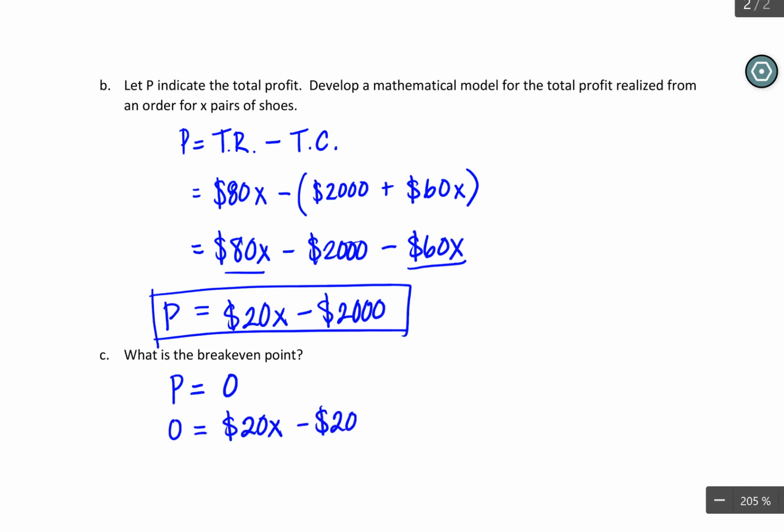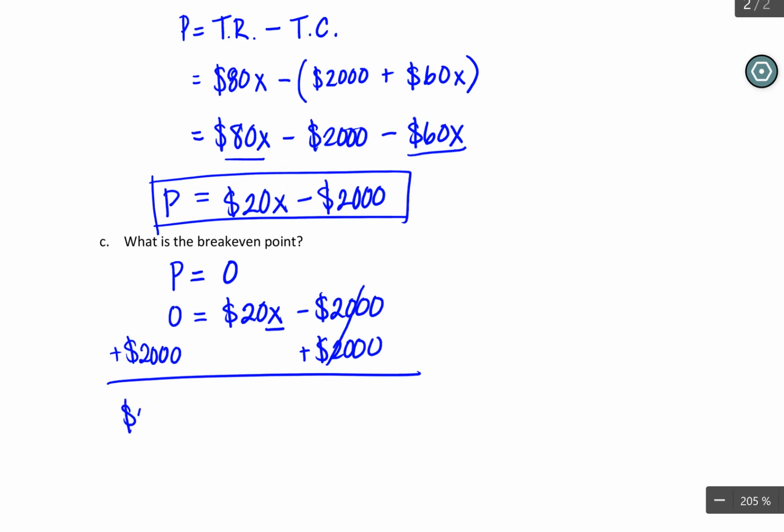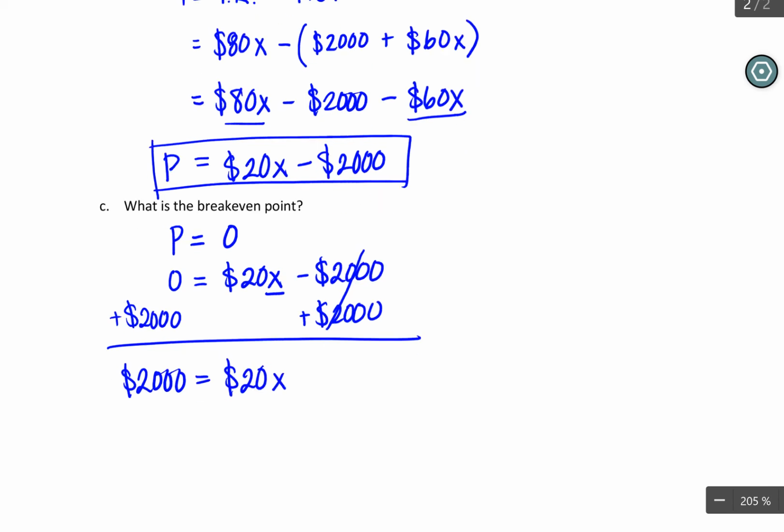So subbing that into the equation from part B, we have 0 equals 20 times X minus our $2,000. We need to solve for our variable X. We need to isolate that X. So we start by adding 2,000 to each side of our equation. Remember, if you do it to one side of the equation, you also have to do that on the other. So we have 2,000 equals $20 times X. But we don't want this $20 there. We need to get that out of the way.